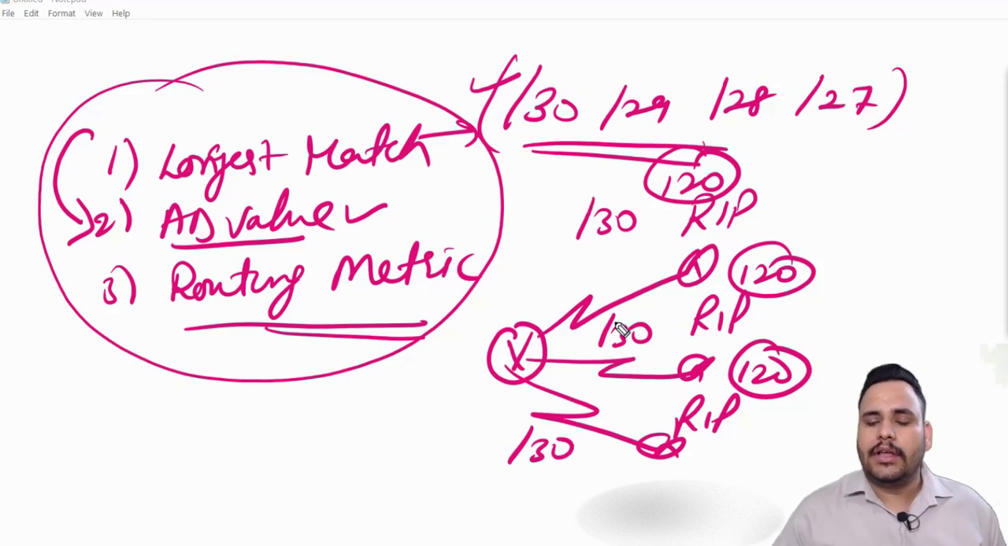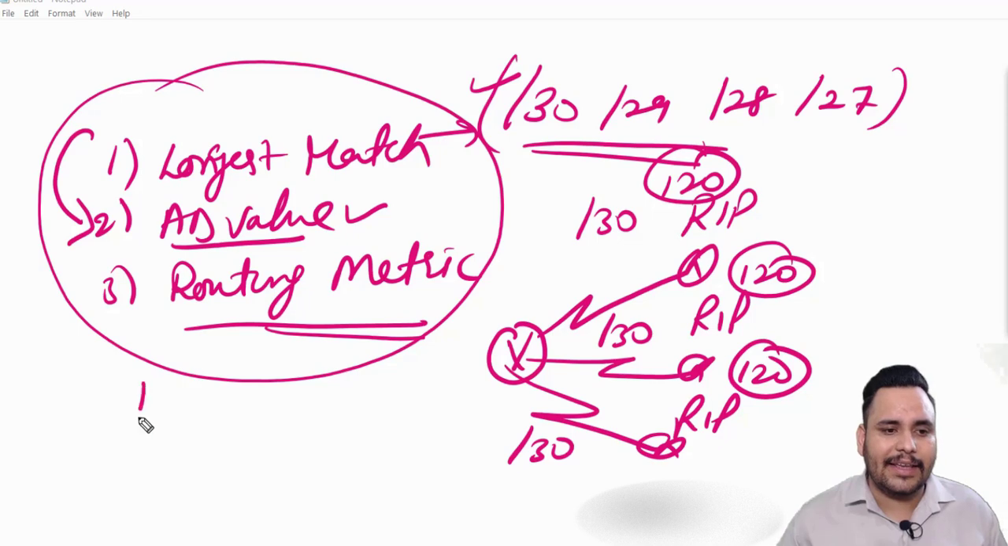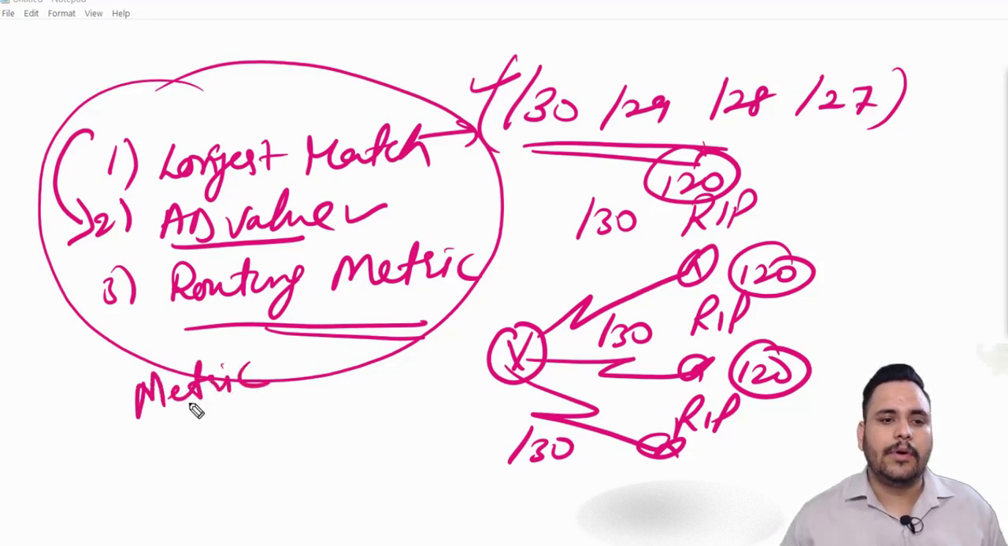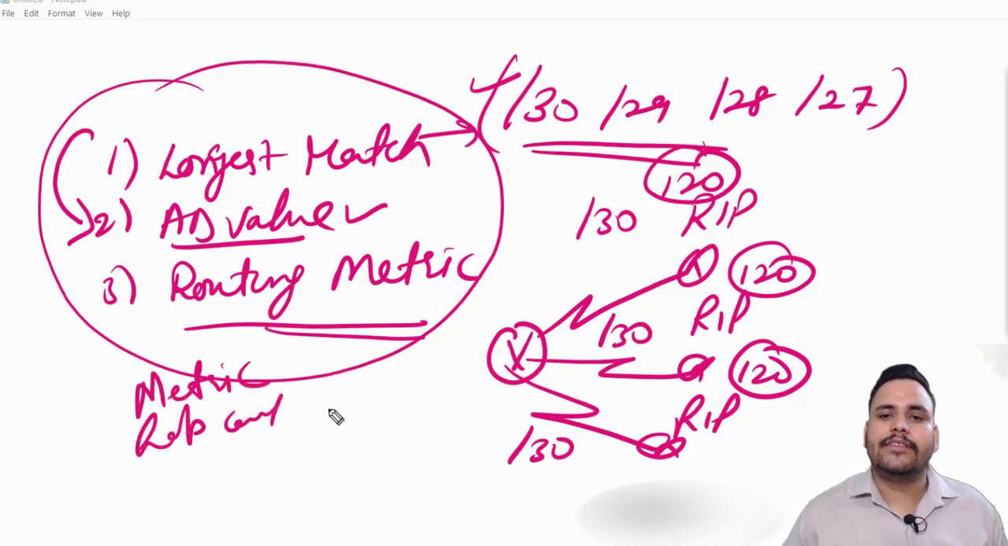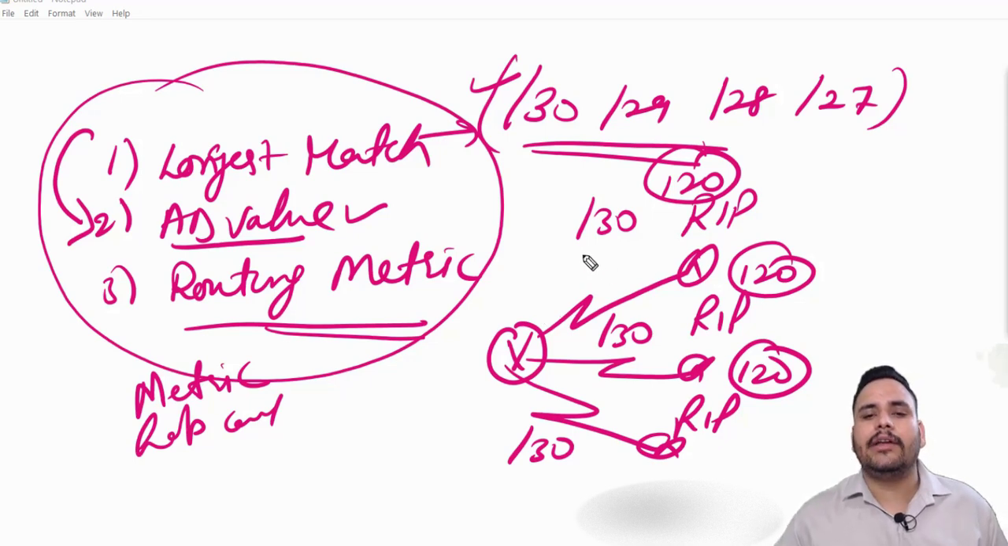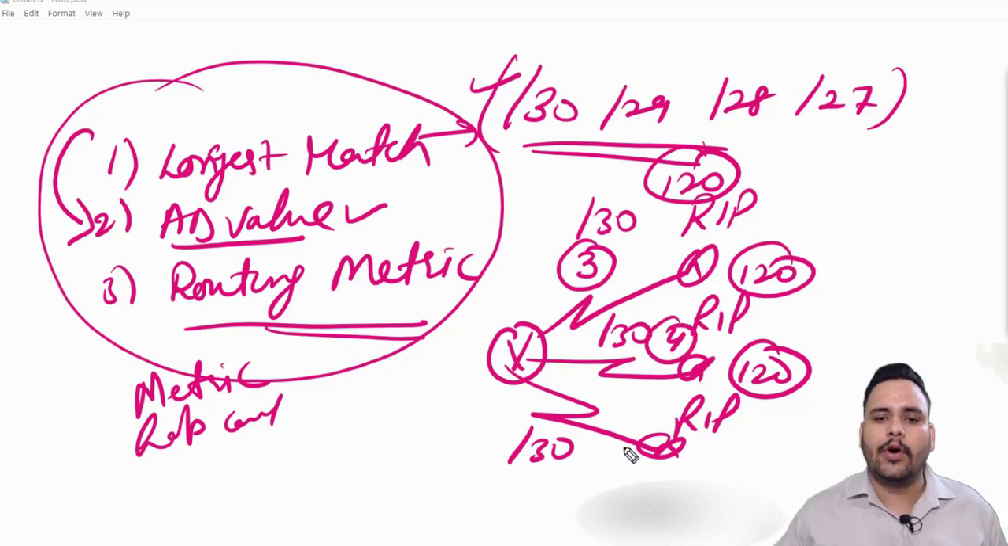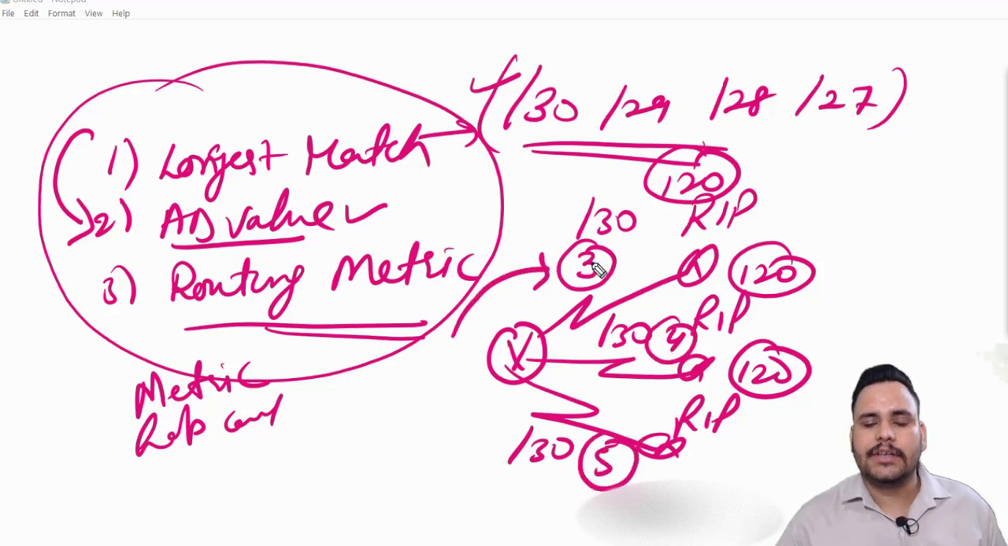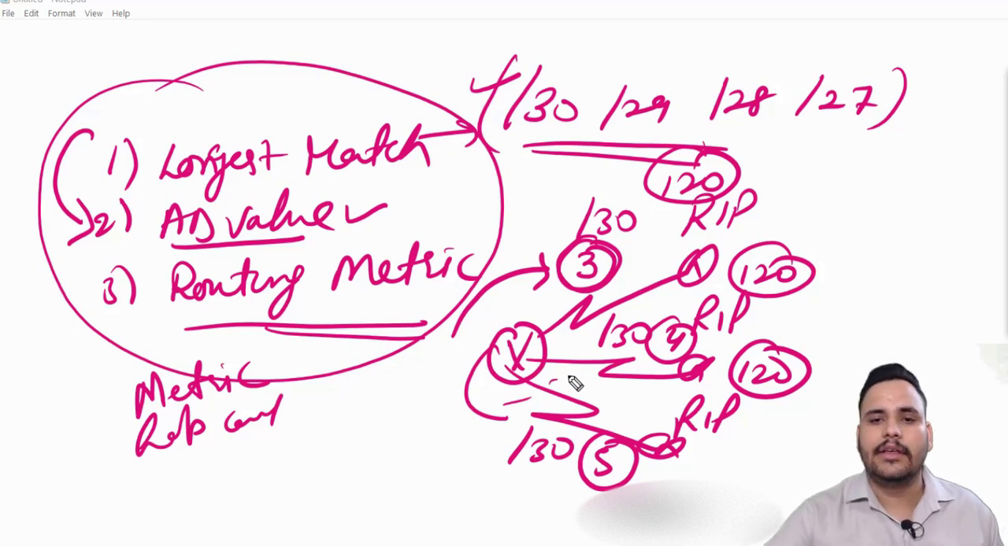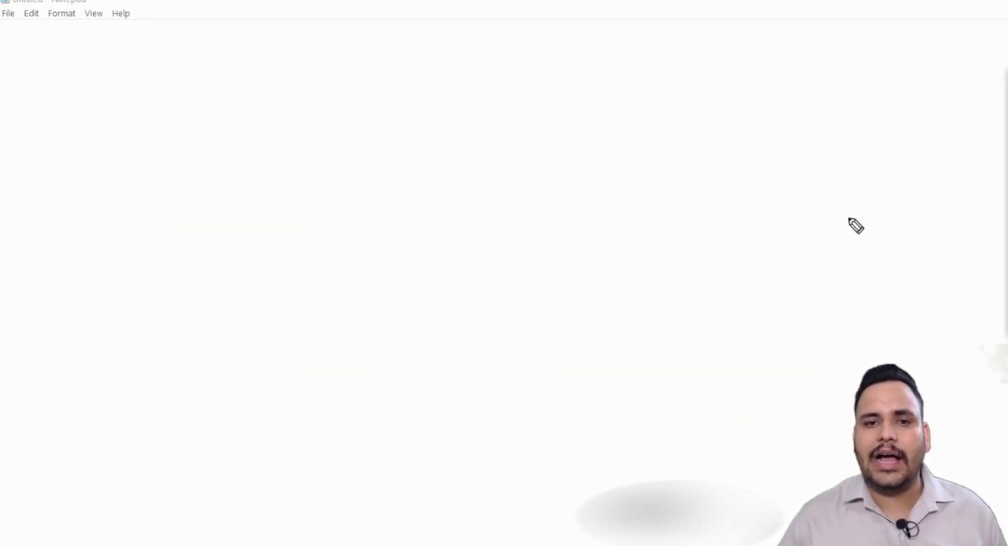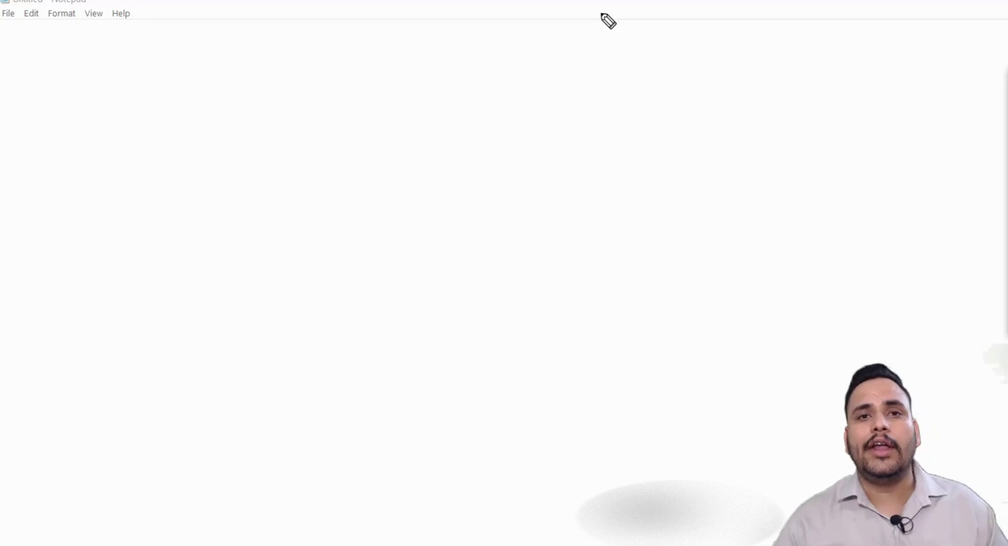Okay, so for example I am taking RIP. RIP's metric is hop count. Now for example, from this side it will take 3 hops to reach, from this side 4 hops, and from this side 5 hops. So the less cost path will be your primary path and the others are your secondary paths.